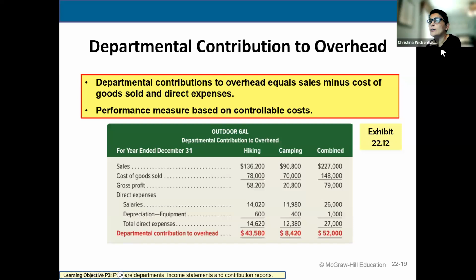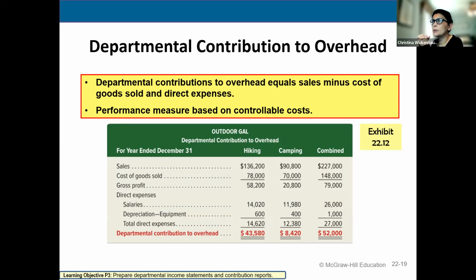And so we're going to measure our performance based on what we can control, right? So here they're just showing the gross profit minus the expenses is going to be that department's contribution to the bigger overhead.